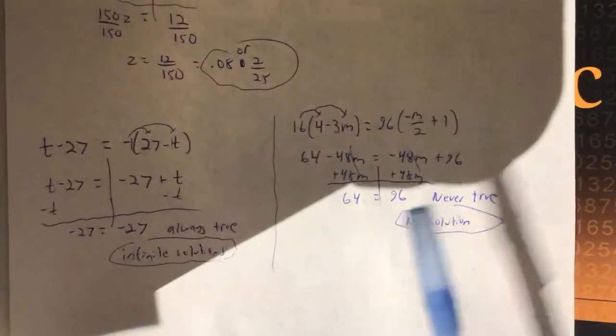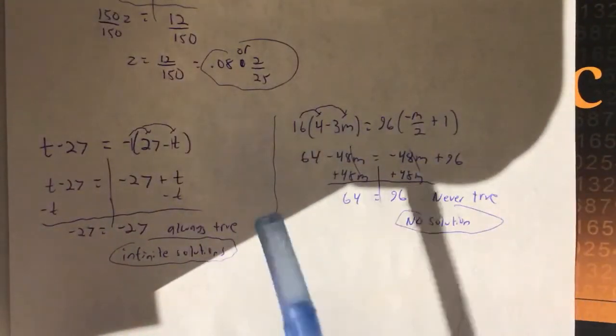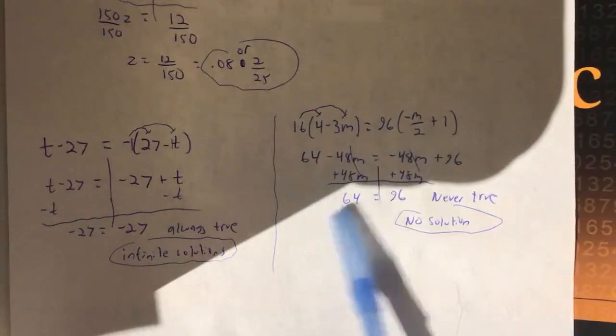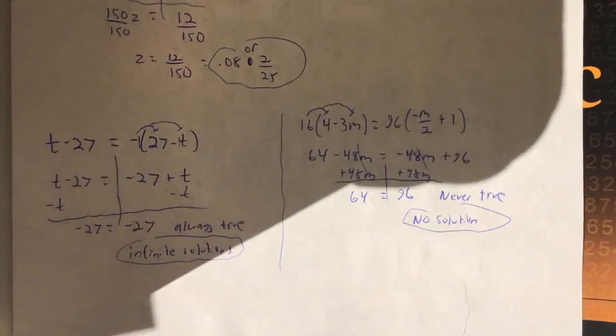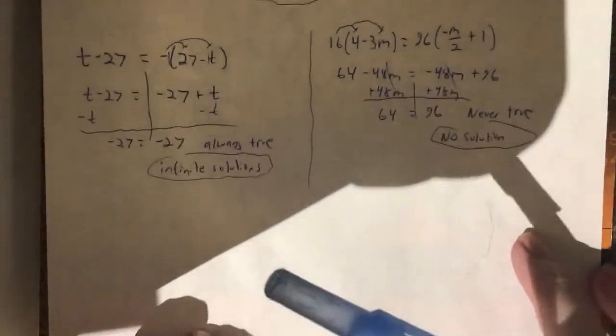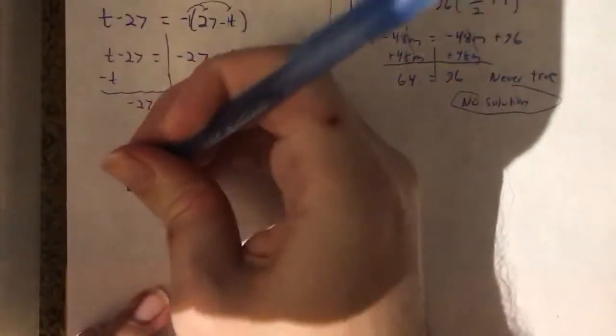So infinite solutions, no solution. Basically, the variable pieces cancel out and you're just left with either an identity or something that doesn't equal each other.